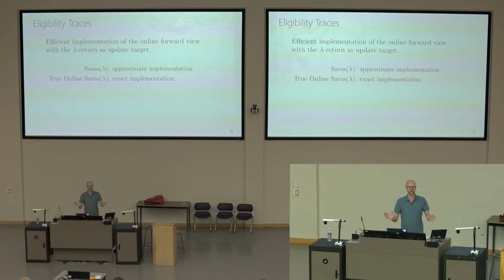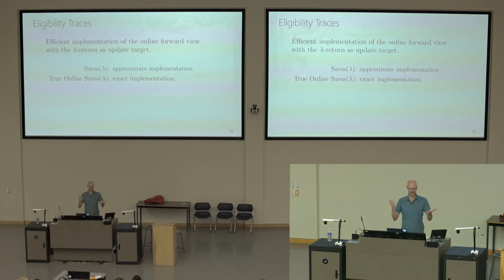So the traditional methods, say Sarsa lambda or TD lambda, approximate that technique I just showed. But true online Sarsa lambda actually implements that technique exactly. And if you exactly implement it, you actually get much better results. So yeah, that is a way to understand eligibility traces.